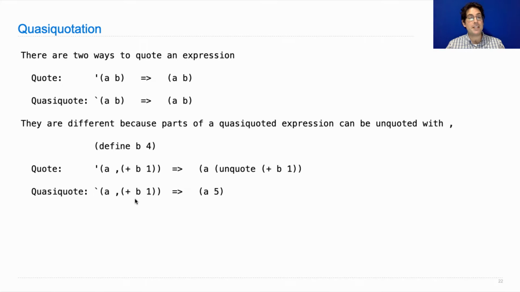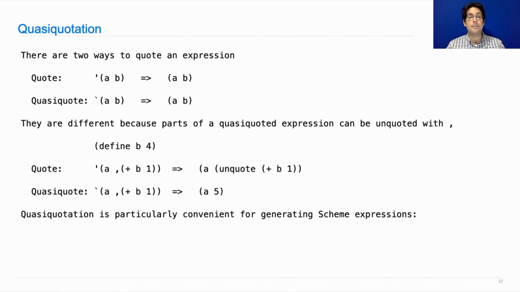But now, this unquoted expression is going to be replaced by its value. So, by using all the same rules of evaluation that we have already for Scheme, we evaluate B plus 1, which can depend on the current environment. B is 4, so B plus 1 is 5. And then we get a list of A and 5, mixing together stuff that was quoted and stuff that was evaluated. Quasi-quotation is particularly convenient for generating Scheme expressions.